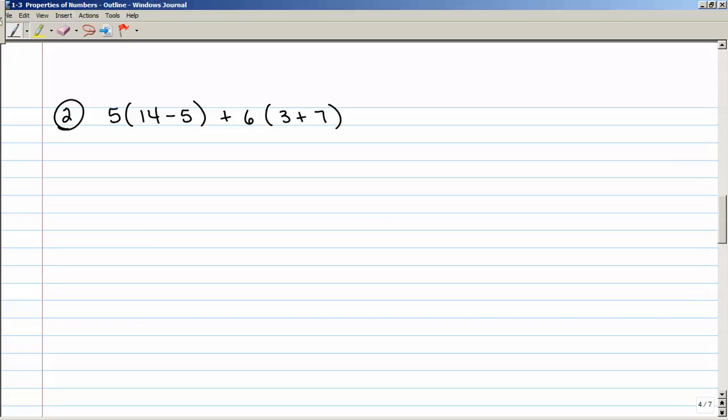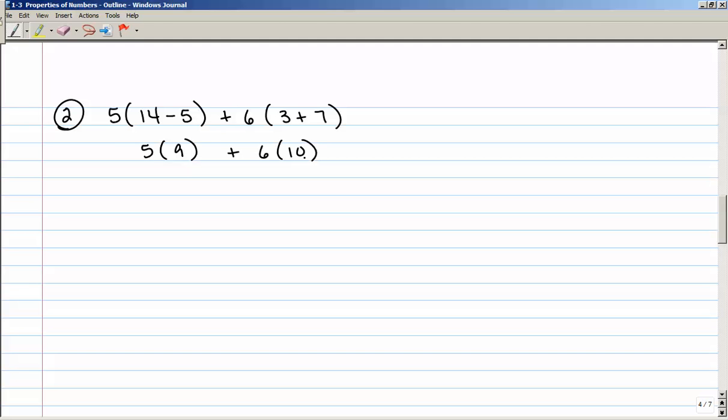Here's another example. 5 times the quantity 14 minus 5 plus 6 times the quantity 3 plus 7. Now some of you that are familiar with the distributive property might want to do that, but don't do that yet. We're going to follow the order of operations, which says I'm going to deal with what's in the parentheses first. So I need to do 14 minus 5, which gives me 9. So I'll have 5 times 9. And I can actually do a couple here at the same time. I'm going to go ahead and do 3 plus 7, which is 10.